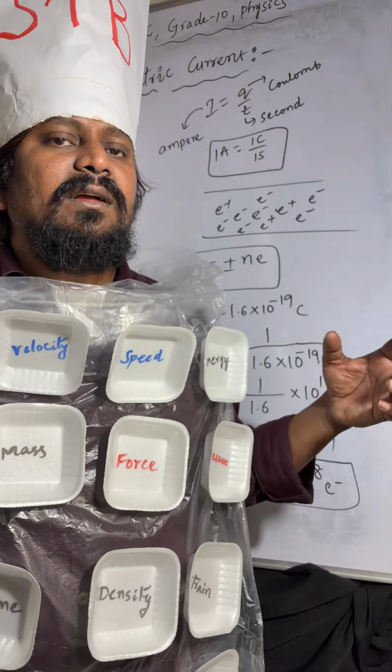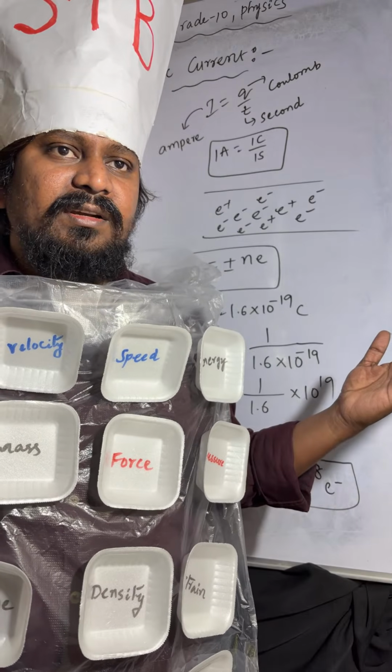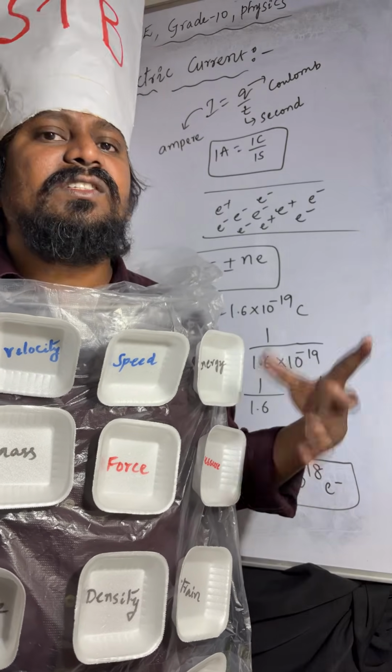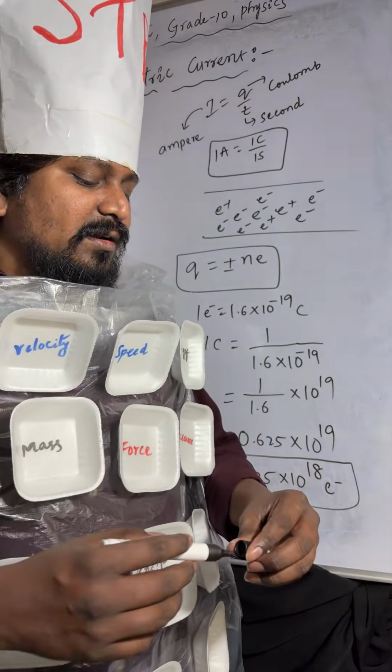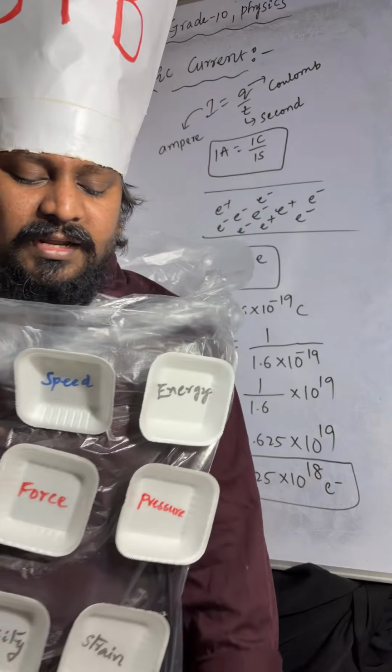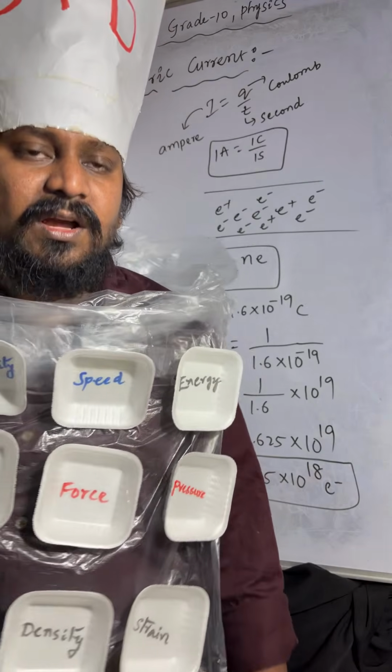So this is about electric current, the SI unit of current and its definition. On one electron, how much charge is present? In 1 coulomb, how many electrons are present? So everything we have discussed now.